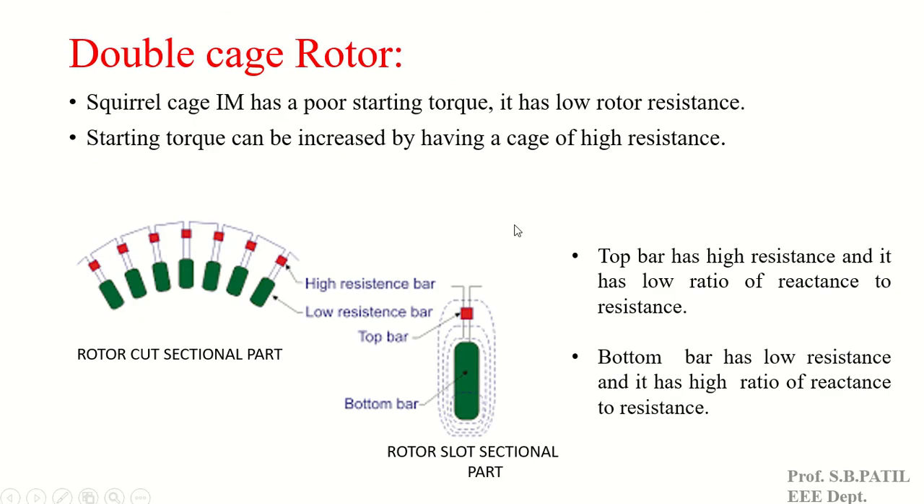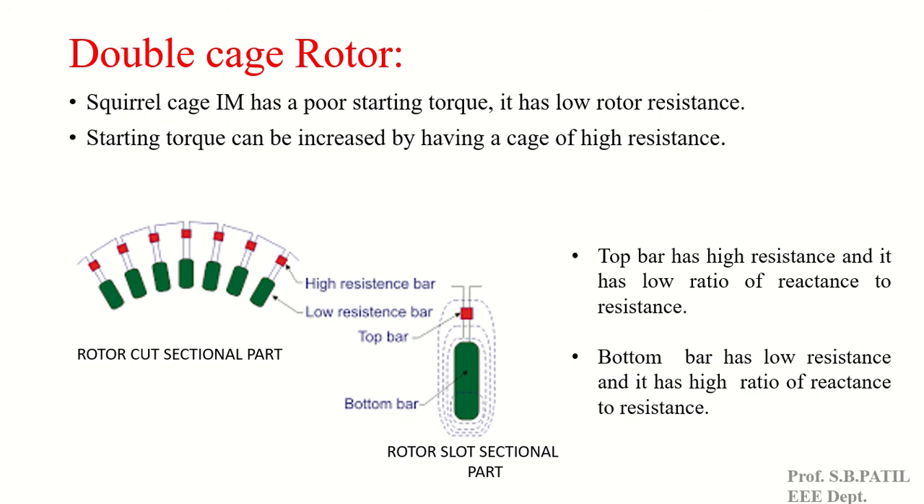It is a double cage rotor. The main disadvantage of a squirrel cage induction motor is poor starting torque. It has lower rotor resistance. The starting torque is increased by having a cage of high resistance, but the motor will have poor efficiency under normal running condition. The difficulty with a cage motor is its rotor circuit during the starting period. In building a squirrel cage motor, we should have high starting torque without sacrificing its electrical efficiency.